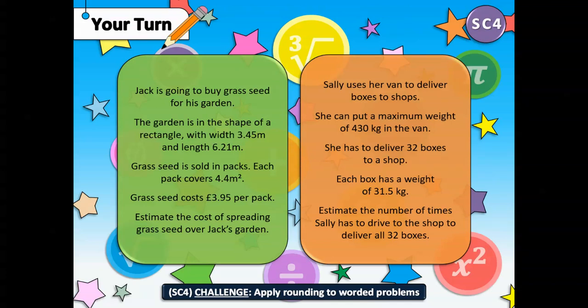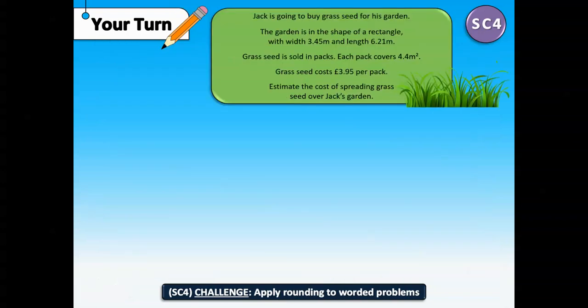Here are 2 questions for you to have a go at. Pause the video, and when you're ready to mark your work, press play. Here are your answers. So for the green question, we work out the area of the garden, make sure we round each number to one significant figure.